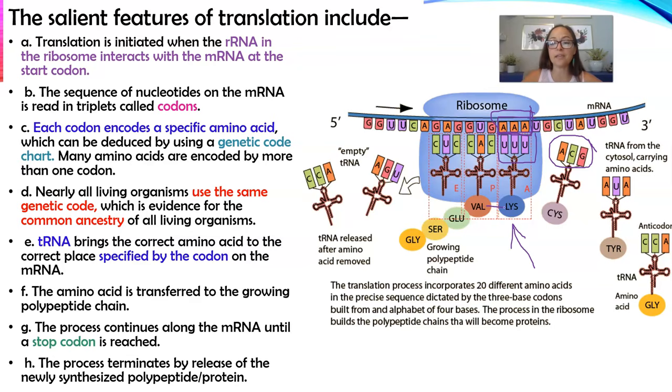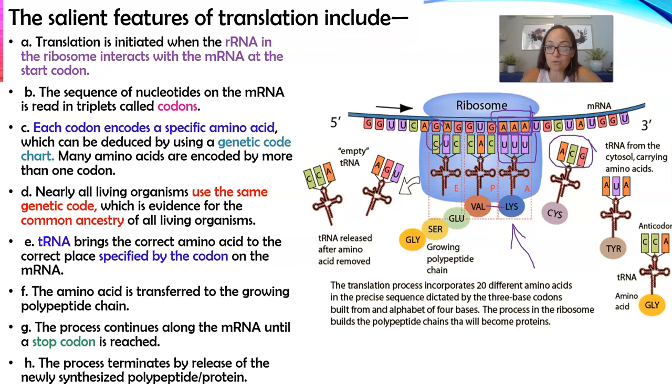Now, the cool thing is that the third base isn't super strict when it comes to base pairing rules, and that's called the wobble effect. And so in real life, we have about 45 different tRNAs, even though there's 64 codons, because that third base isn't as strict when it comes to base pairing rules. If you want, you could look more into the wobble effect on Google if you need to.